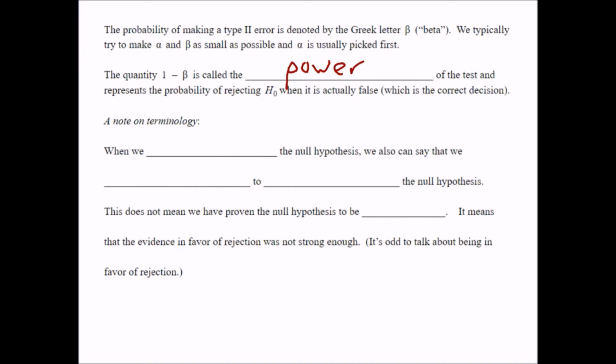A note on terminology. This is kind of confusing to me, that's why I put this in here. So when we accept the null hypothesis, or when we say this might be true, we also can say that we fail to reject the null hypothesis. We don't reject. So I'm going to put that maybe down here. We don't reject. Now, why don't they just say we don't reject the null hypothesis, or we're accepting it? Don't know, but you're going to hear fail to reject quite often.